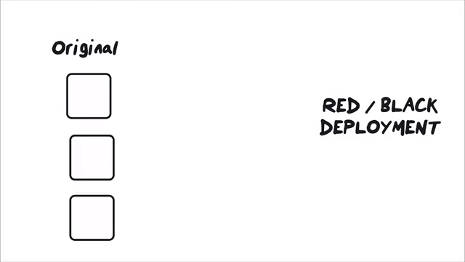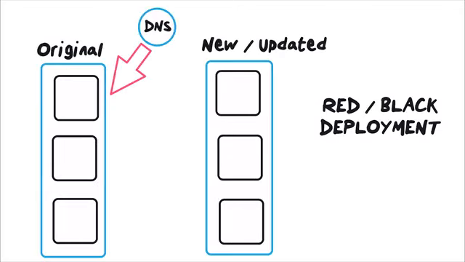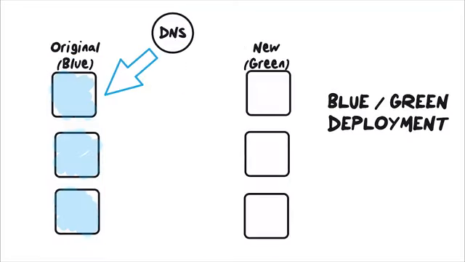In red-black, you launch your second environment where the update is first deployed. Once the update is tested and ready to receive requests, you allow your DNS service or load balancer to start sending traffic to the new endpoint and instantly stop sending requests to the original environment. If no issues occur, the old environment can be discarded and all requests can now be served out of the new environment. With blue-green, the setup is the same.